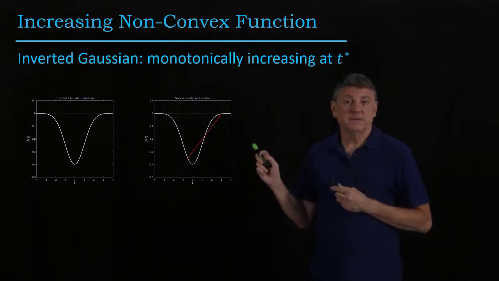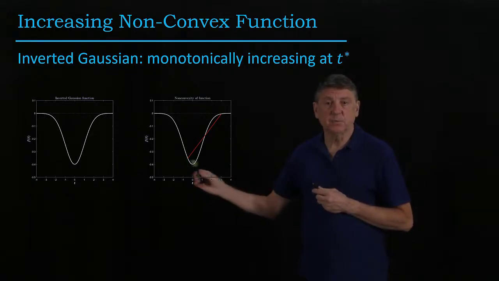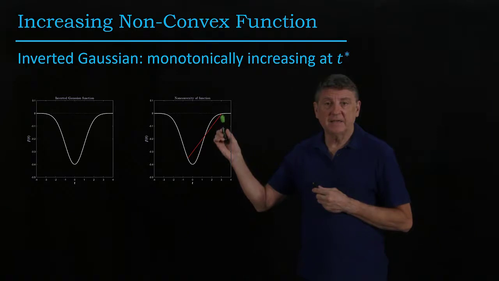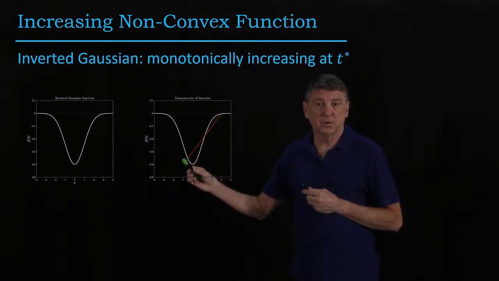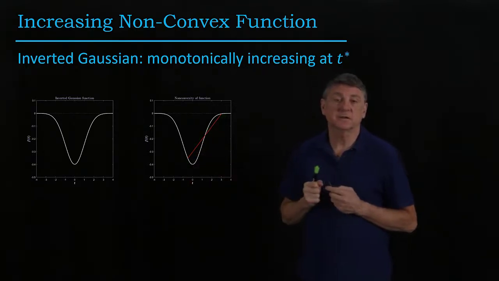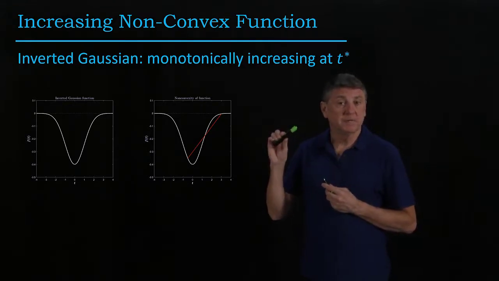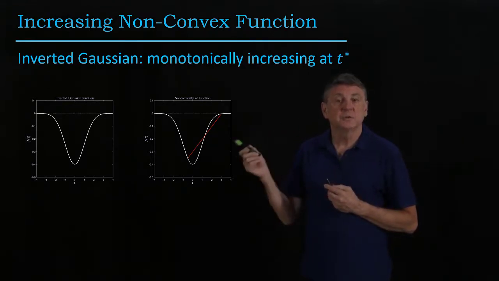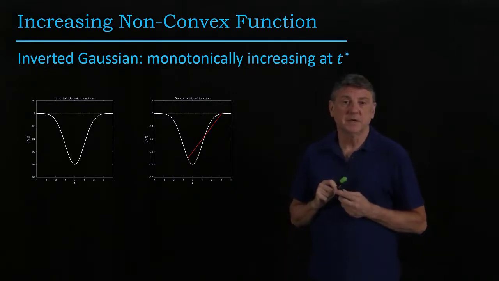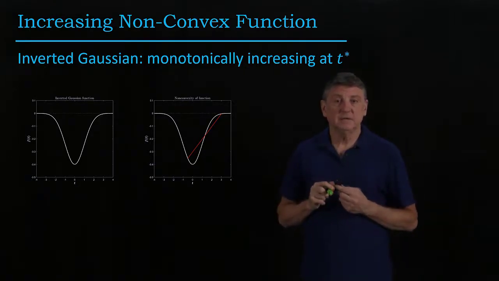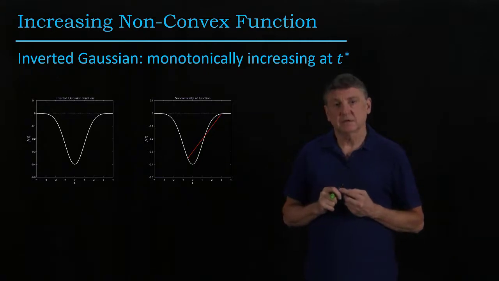It's not a convex function though, because if I take this point and attach them by this chord, the chord intersects the function. And that chord is supposed to be always above the function if it's convex. So this is a simple graphical demonstration that a monotonically increasing function is not necessarily a convex function.